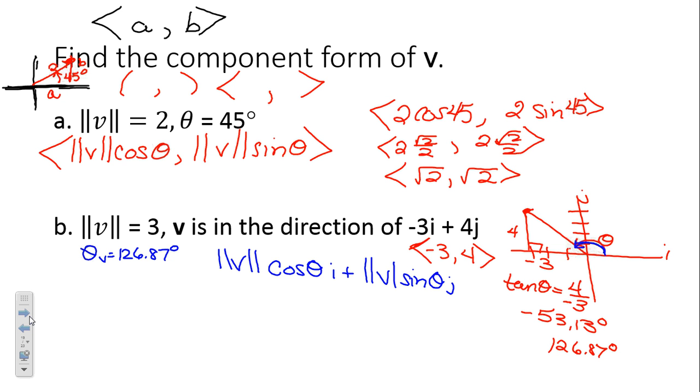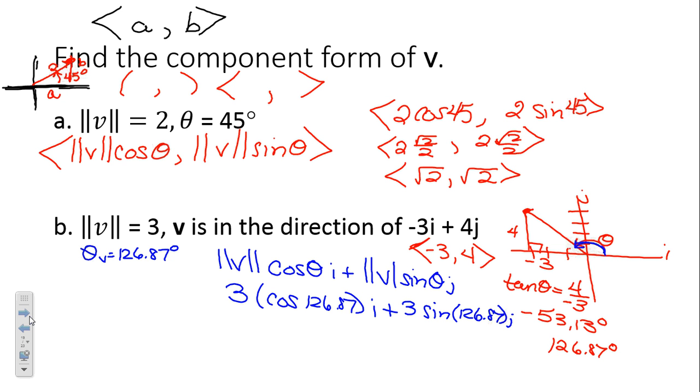Okay. So what's the magnitude? 3. What's the cosine? Up here, we knew these off the top of our head, right? But down here, we don't. So we're going to make sure that we plug them into the calculator. We'll end up with a decimal, and that's okay. So 3 times the cosine of 126.87, I, plus 3 times the sine of 126.87, J.